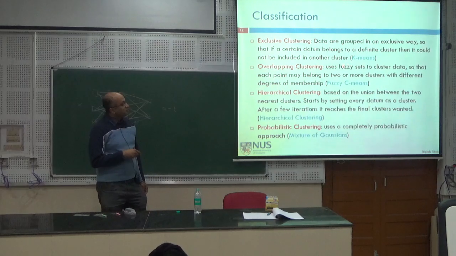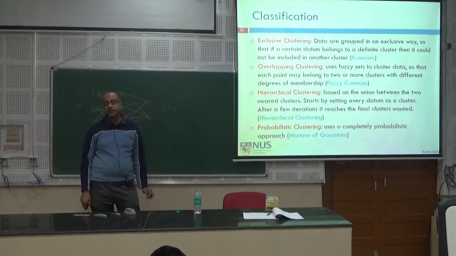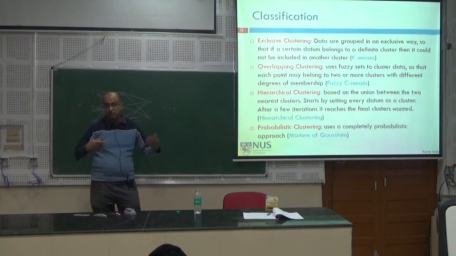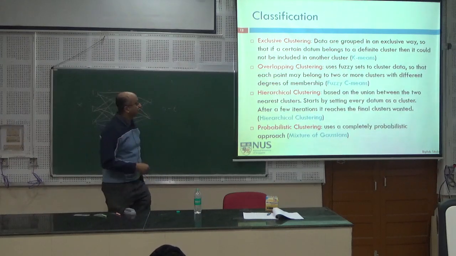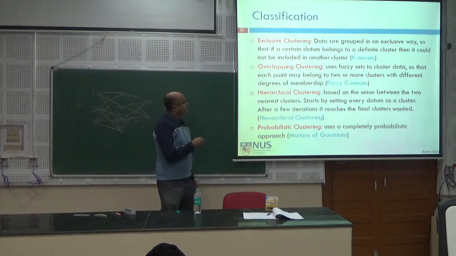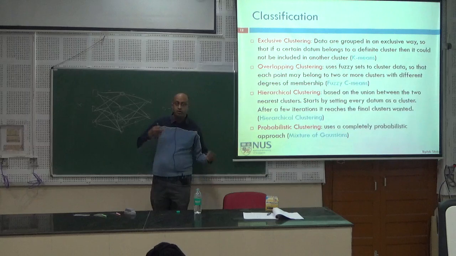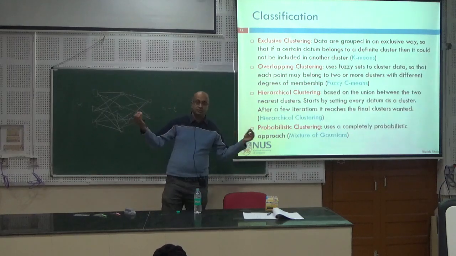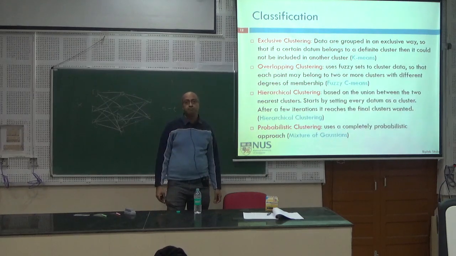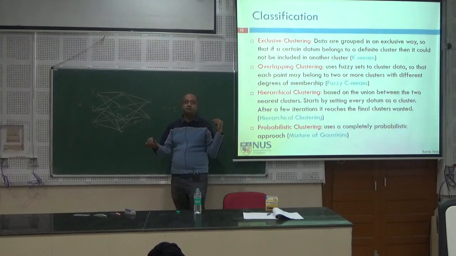And one of the common things, and we will look at this, is called k-means clustering. And we will see what k-means clustering is. In some cases, we have overlapping clustering. In this case, a node can belong to 2 different clusters at the same time. And then you can have some kind of a weight.